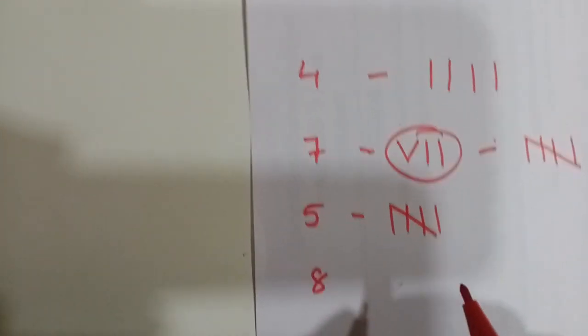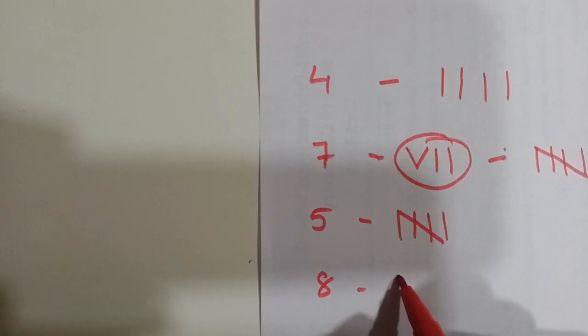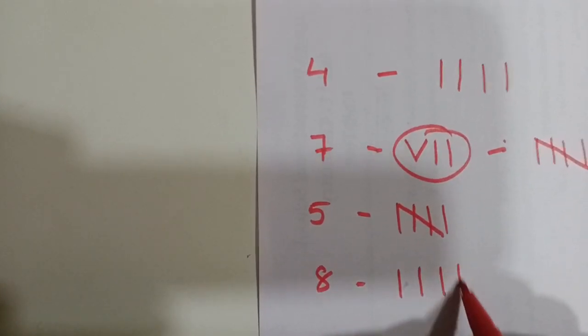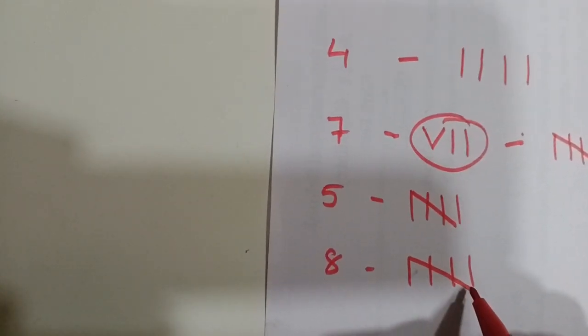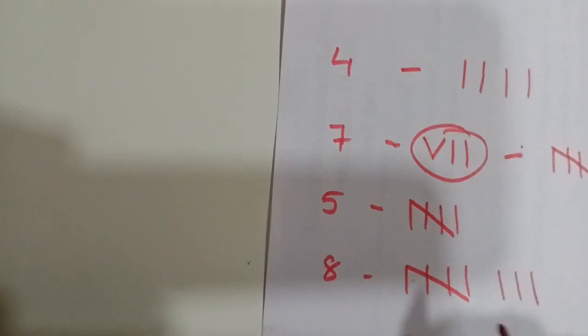Okay, the next number is 8. How do you write 8 now? So that is 1, 2, 3, 4, then on the fifth you cross it, that is 5, and then 6, 7, 8. So that is the number 8. Okay, that is how we write the tally marks.